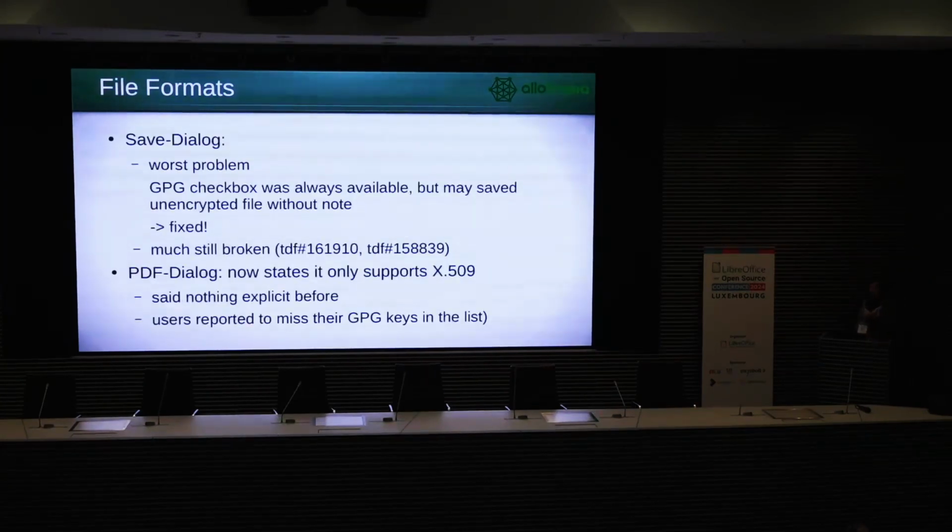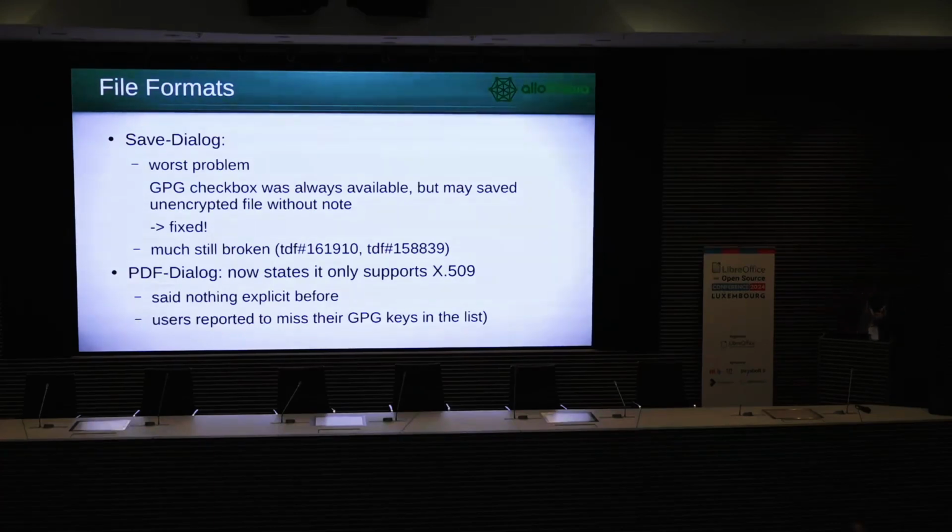And there were some problems; I fixed a few of those. For example, you could always check the box GPG encryption, and even when you saved a plain text file, or a doc file which never supports GPG encryption, it said just, yes, file is saved, but actually you got a plain text file, and when you upload it somewhere, you might have a data leak. So bad. That's fixed with LibreOffice 24.8, I think. There's still some stuff broken.